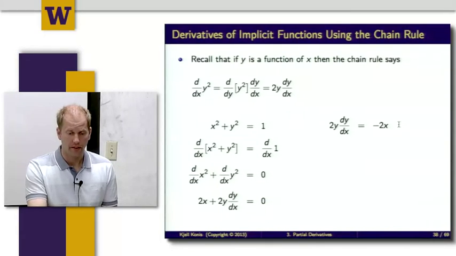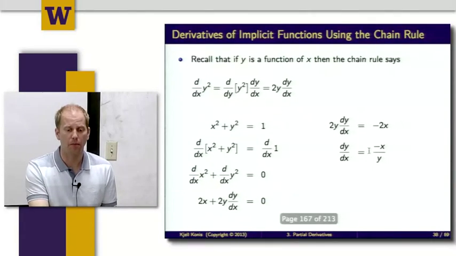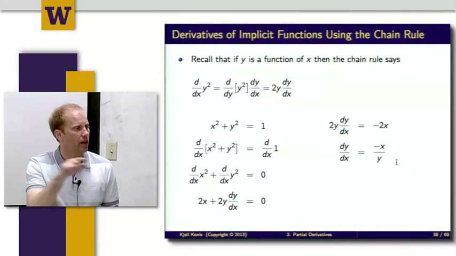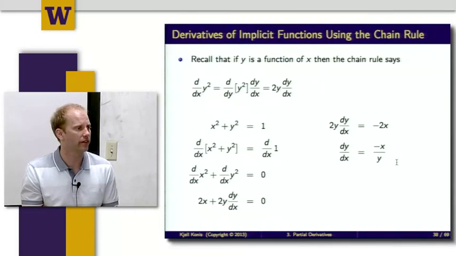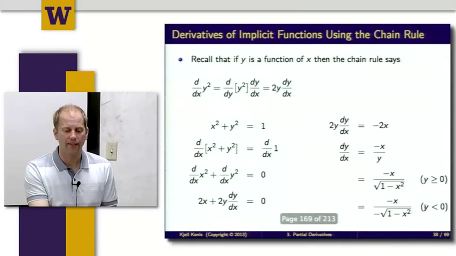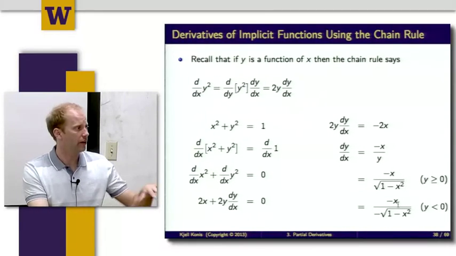So I end up with minus x over y. And now remember, when I did my two cases, I had to have the top half of the circle, that was y equals the square root of 1 minus x squared. And so when y is greater than 0, this is what I would get. And when y is less than 0, then I get the bottom half.